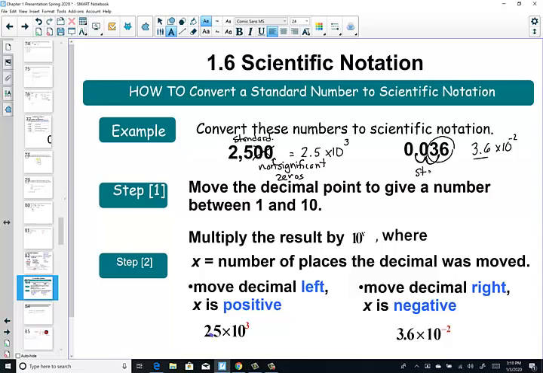So remember, this is called standard notation when it's written out in its decimal form. And when we use the times 10 to the, we have what's called scientific notation.